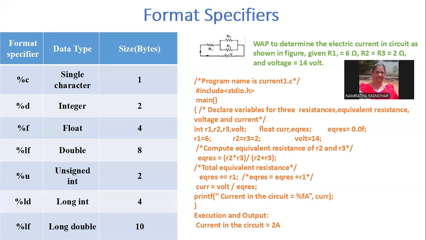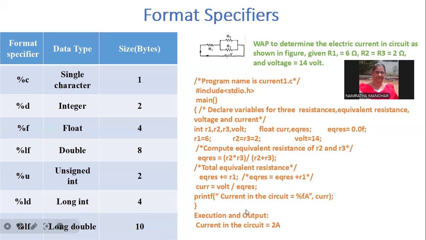Now the current in the circuit is voltage divided by the equivalent resistance. So current is equal to voltage by equivalent resistance. Now I need to finally print the resultant current in the circuit. So printf current in the circuit is equal to %f, because current is a floating value. So I'm using the %f format specifier. A means amperes. So current.